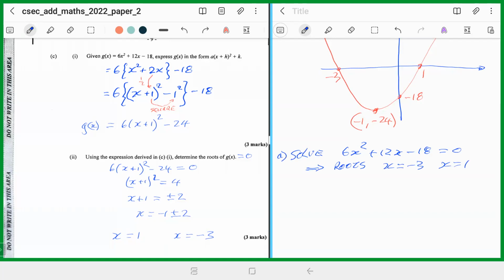Another thing I can ask you is to solve 6x squared plus 12x minus 18 greater than 0. What am I asking you for there now?